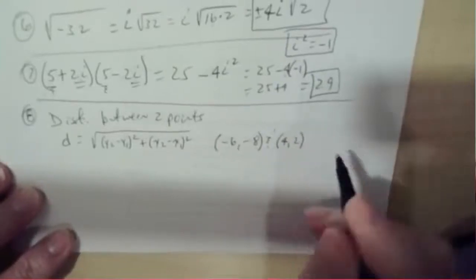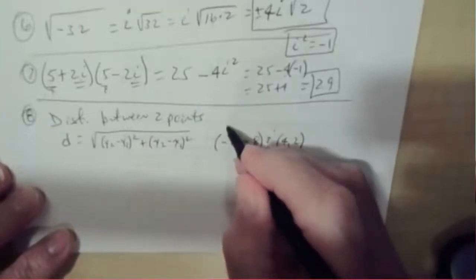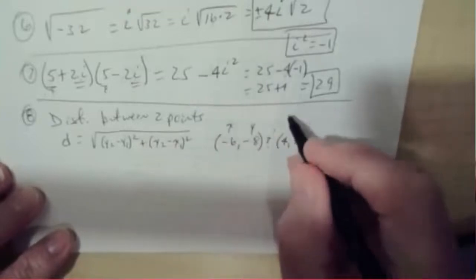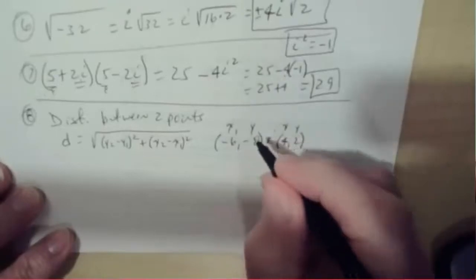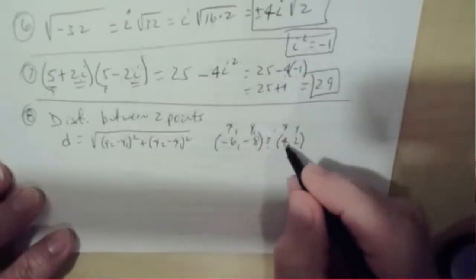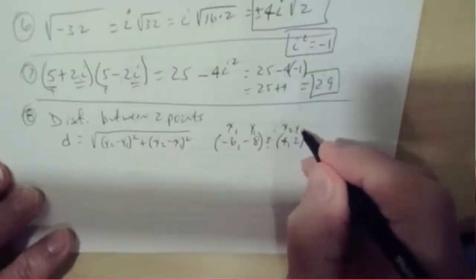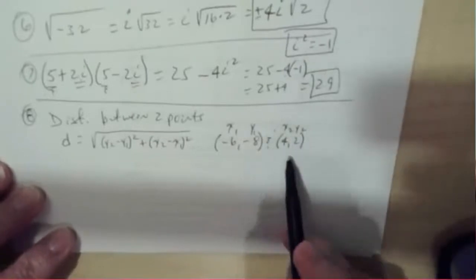Okay, remember, these are always in the form xy. This is the first coordinate, so we're going to call it x1 and y1. This is the second coordinate, so we call it x2 and y2. But it doesn't make any difference. This can be x1 and y1 also.